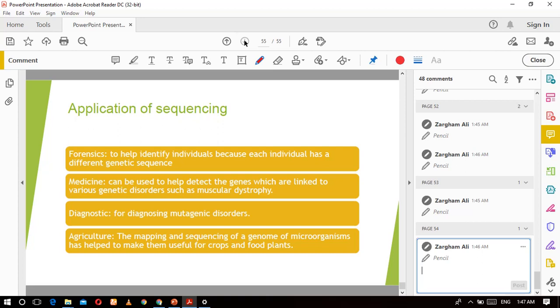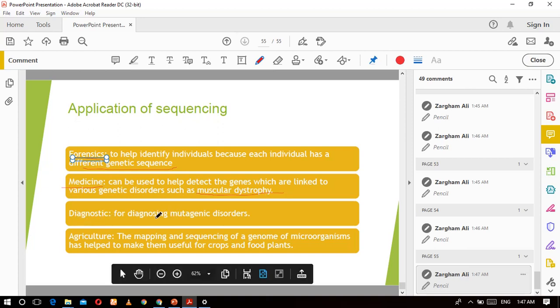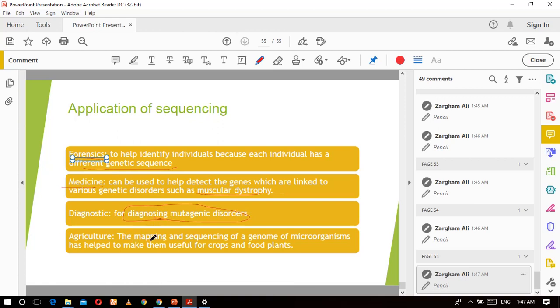At the end, we have the applications of sequencing. We use it in forensics for identifying individuals on the basis of different genetic sequences. In the medical field, we use it for muscular dystrophy diagnosis, for genetic disorder diagnosis, and in agriculture for mapping and sequencing of genomes.